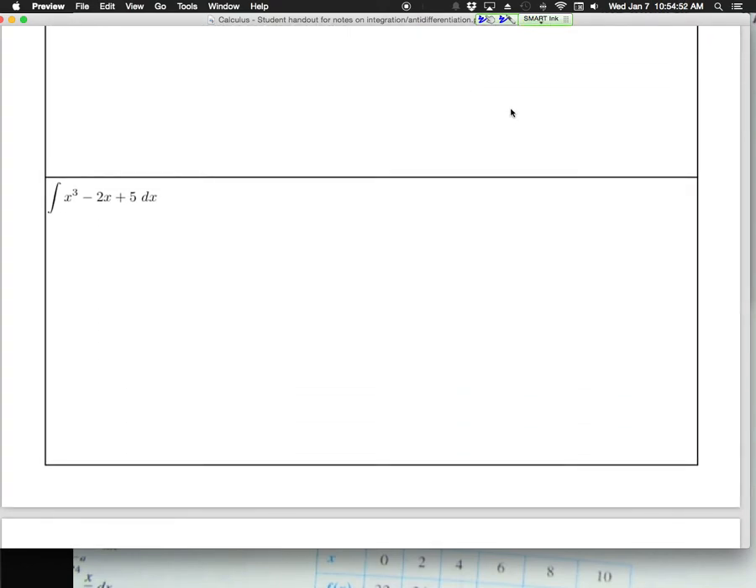Alright, next one. I want to integrate x cubed minus 2x plus 5 dx. Alright, Chelsea, what's going to happen to the x cubed? Change to x to the 4th and divide by 4. Okay. What about the 2x? 2x squared divided by 2. What about the 5? 5x. And then don't forget the plus c. You go in there and clean that up a little bit. X to the fourth over 4 minus x squared plus 5x plus c.